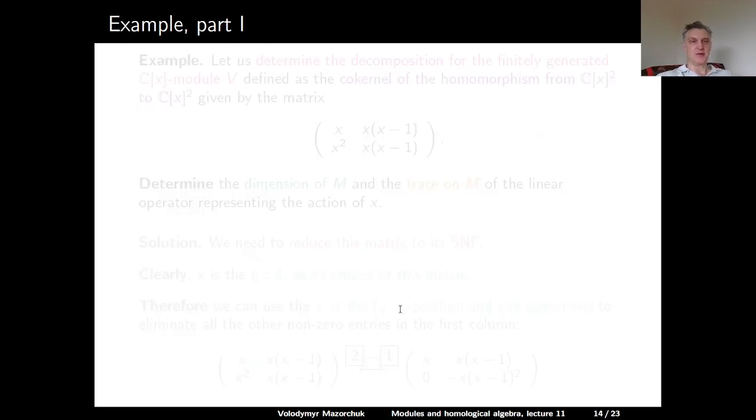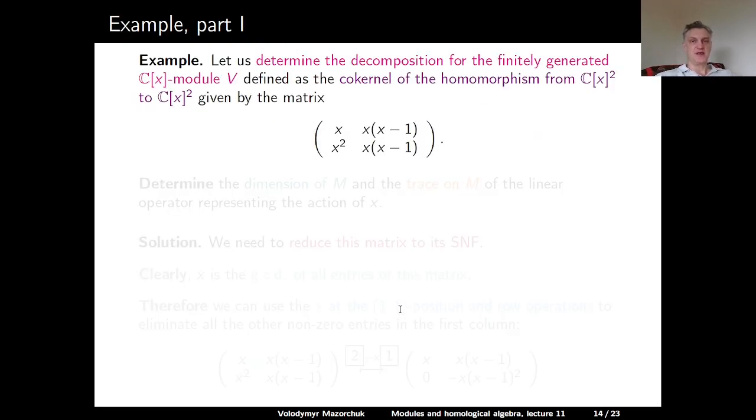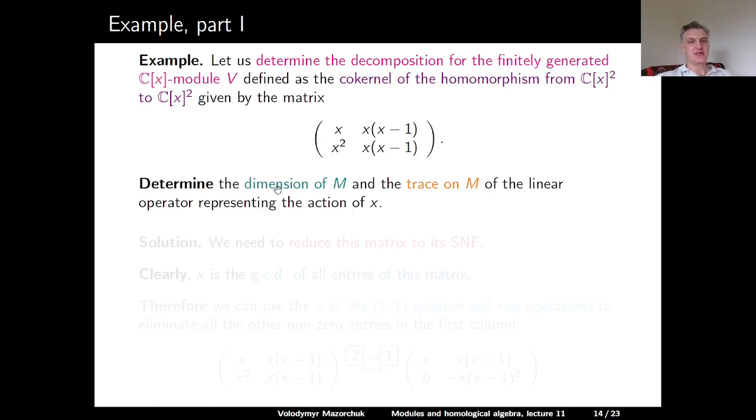Here is an example. Let us determine the decomposition for the finitely generated module over the polynomial algebra defined as the cokernel of the homomorphism from C[x] to the power 2 to C[x] to the power 2 given by the matrix with rows x, x times (x minus 1), and x squared, x times (x minus 1). Also, let us determine the dimension of this module, it should be V, and the trace on this module of the linear operator which represents the action of x.